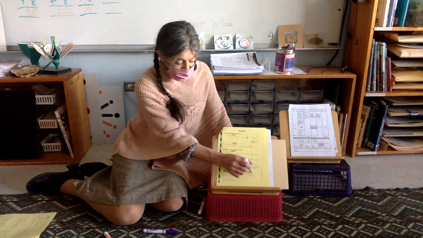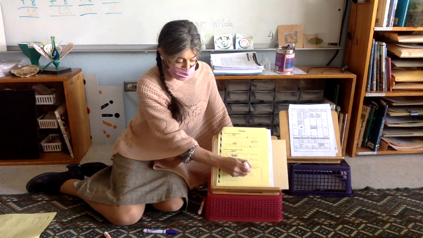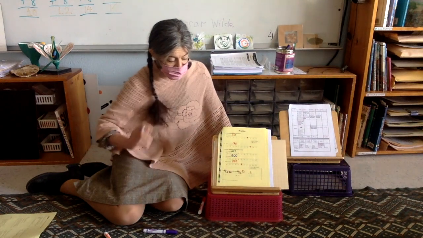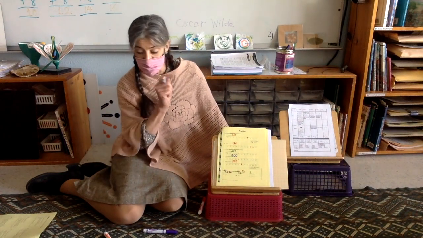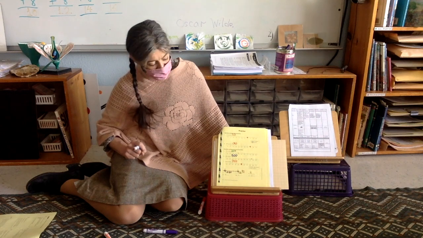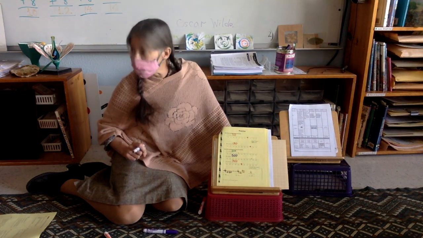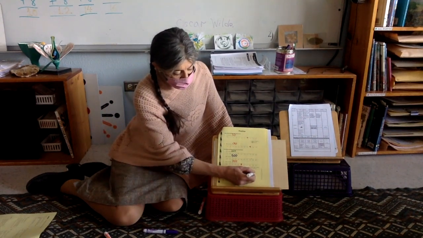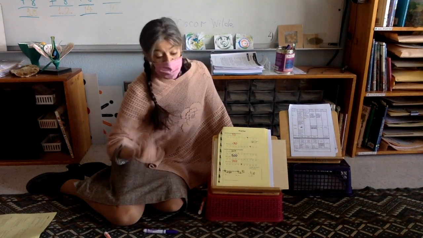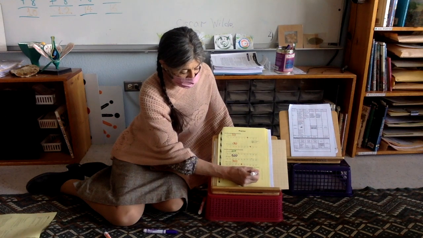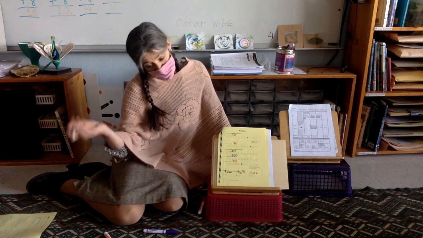35, go units, tens. There's a 3 in the tens, but what do you see to the right? 5. Do we round up or down? Up. So that 3 is going to change to a 4. We're going to go up to 40. And the units become 0.